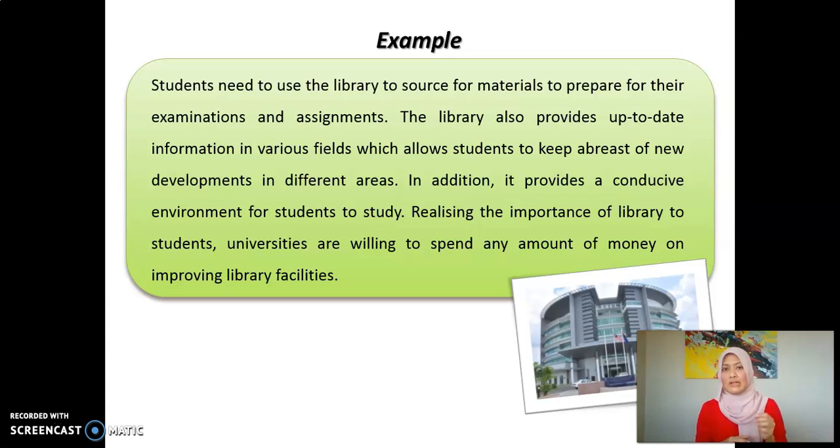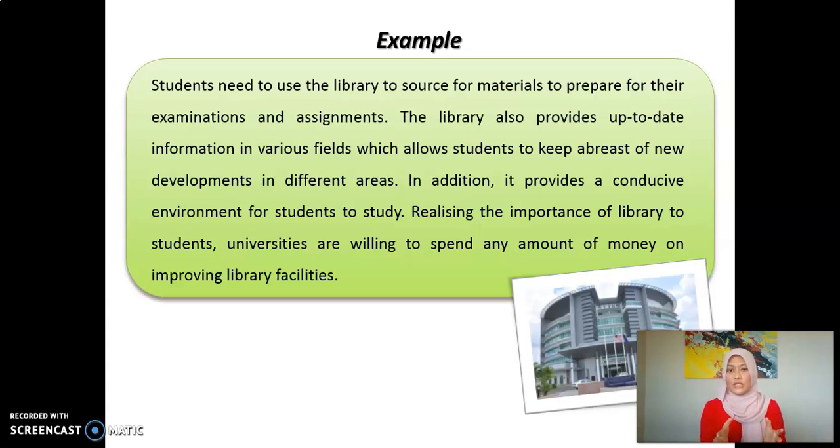Students need to use the library to source for materials to prepare for their examinations and assignments. The library also provides up-to-date information in various fields, which allows students to keep abreast of new developments in different areas. In addition, it provides a conducive environment for students to study. Realizing the importance of library to students, universities are willing to spend any amount of money on improving library facilities.